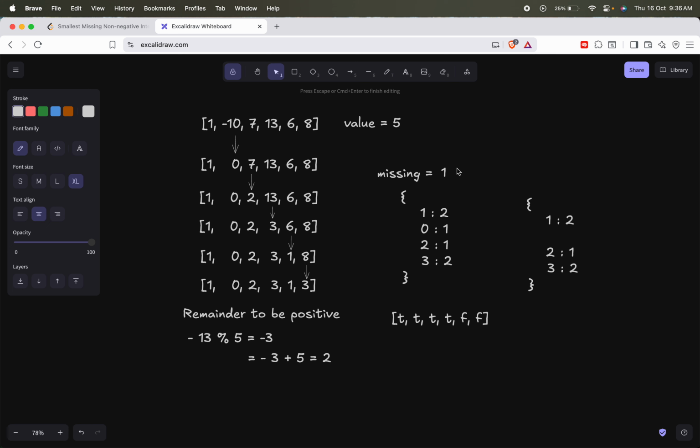We'll increment our missing number to 1. So does 1 exist in our frequency? Yes, it exists, but it exists twice. Okay, so we'll just decrement it, as long as it is greater than or equal to 1. If after decrementing it becomes 0, that means we don't want that element to be present in our hash map.